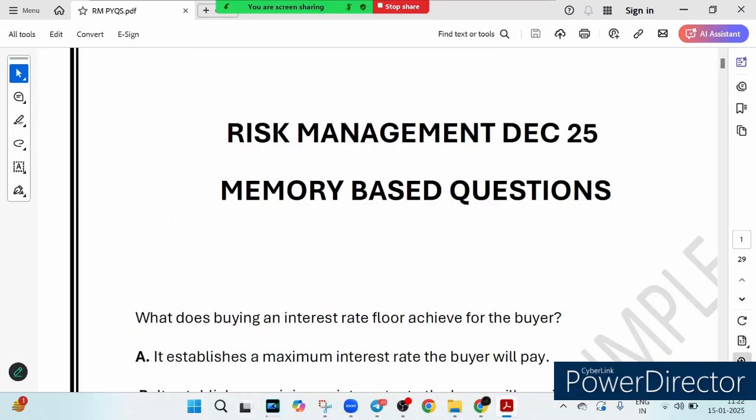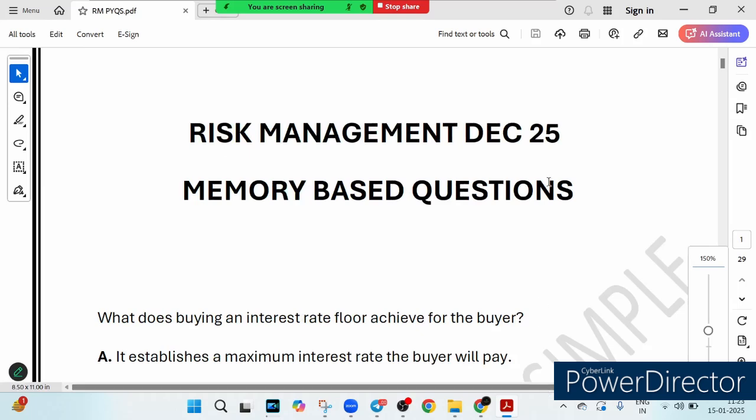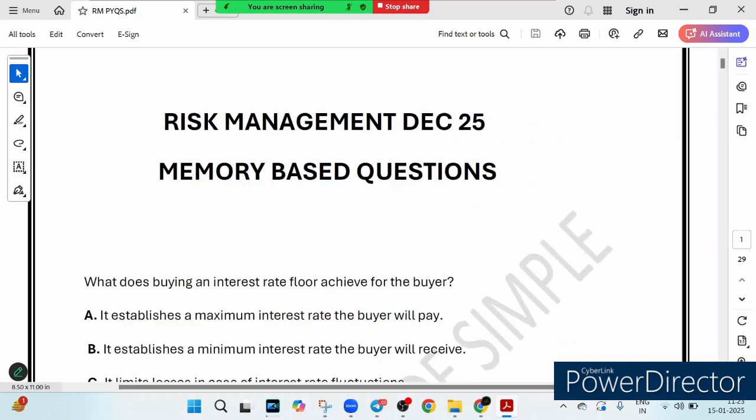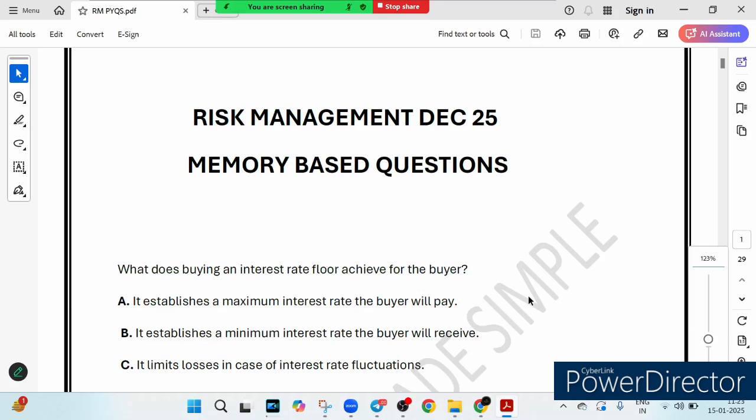So this is our risk management December 24 memory based question. This will help those candidates who are having risk management as their elective paper. You can see which type of questions are being asked in the examination, and you can prioritize and modify your preparation accordingly, right?